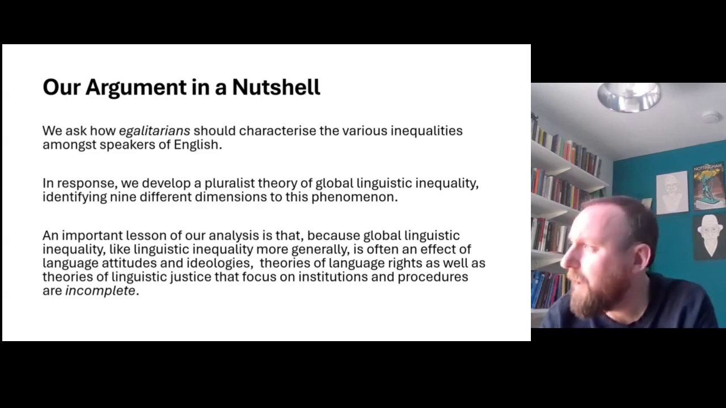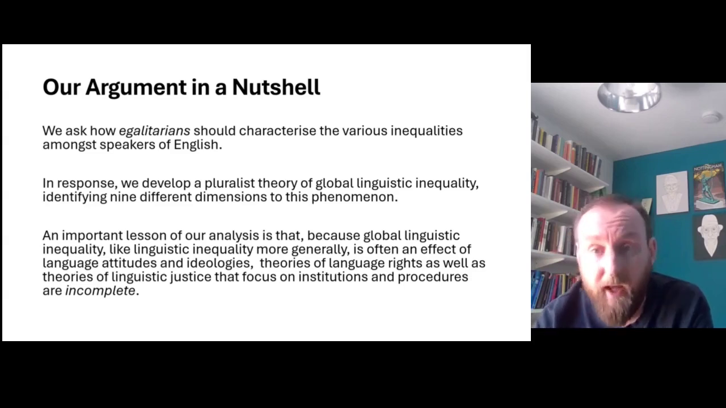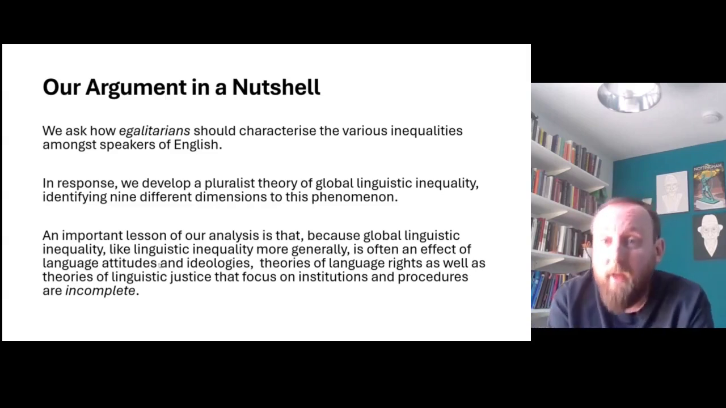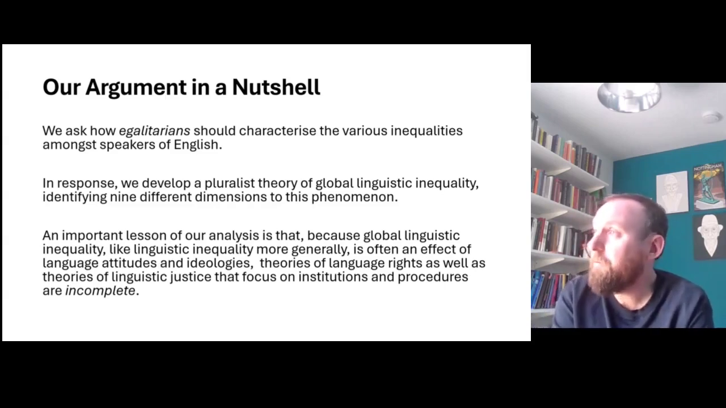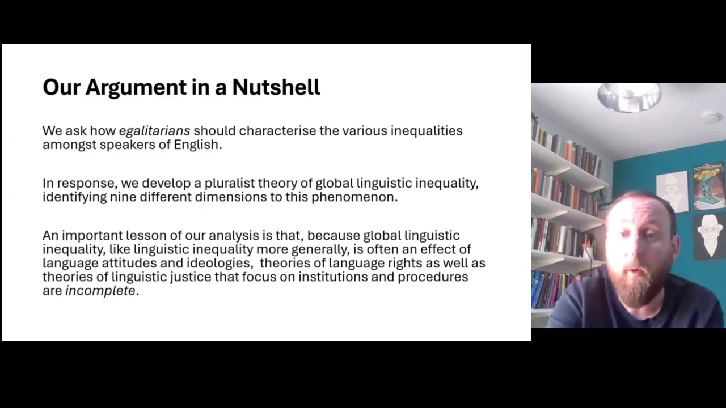And something that's implied by our analysis, I think, is that if you are an egalitarian, if you're committed to the value of equality, then linguistic justice must be more than merely procedural. It must also have to do with people's attitudes and with language ideologies.